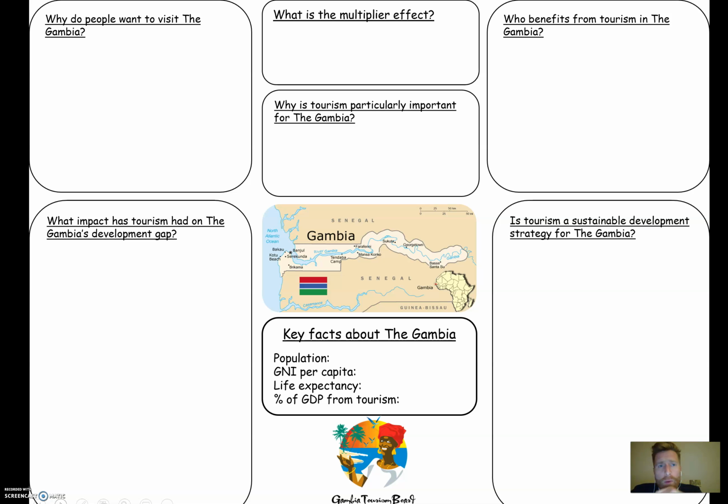There's also a few smaller boxes here when you need to tell me what the multiplier effect is. We actually mentioned that on Monday's lesson. Why is tourism so important for the Gambia? And then just some key facts to get some background knowledge.